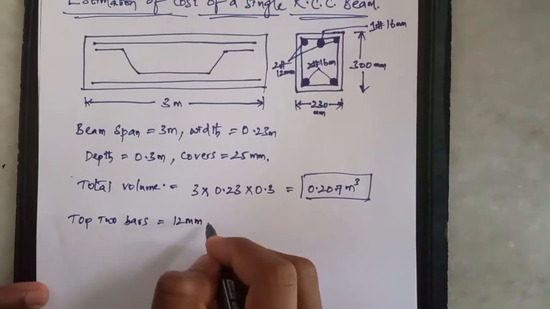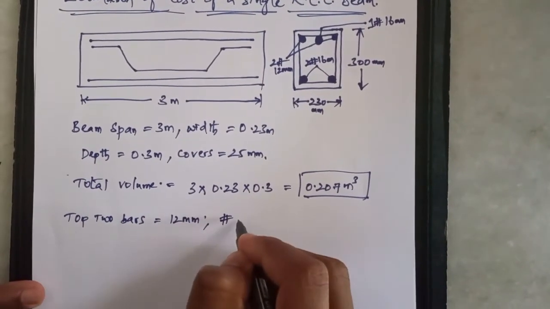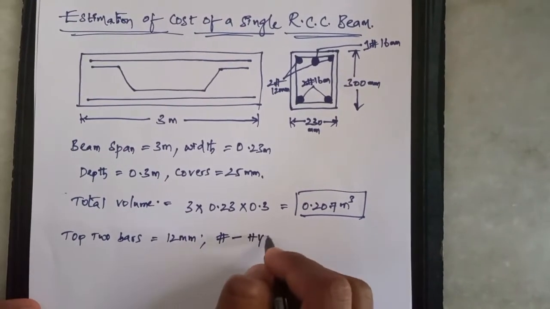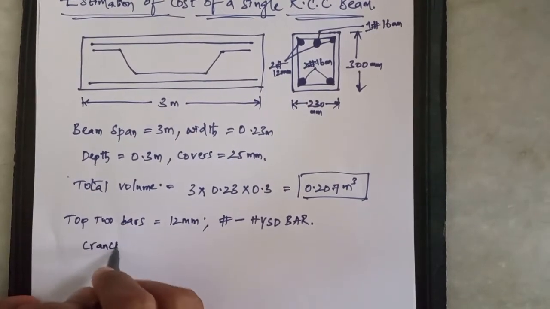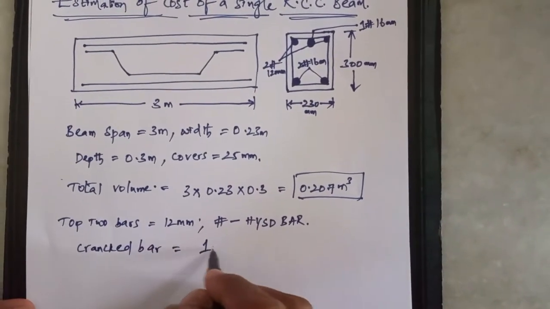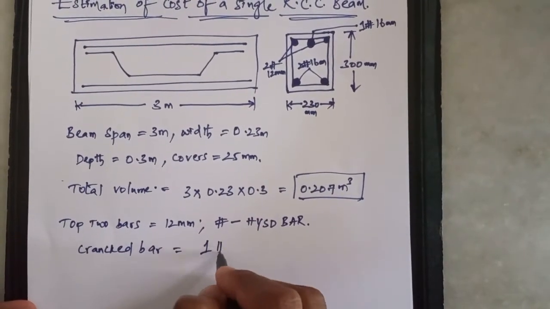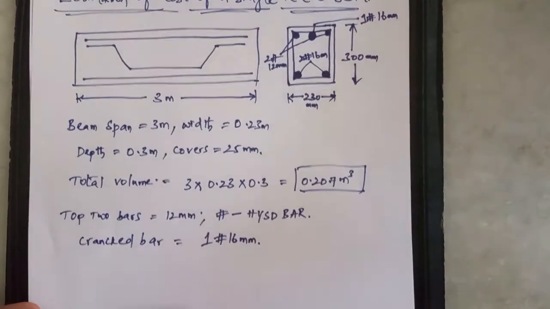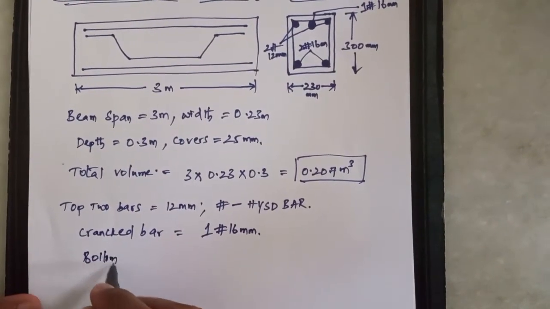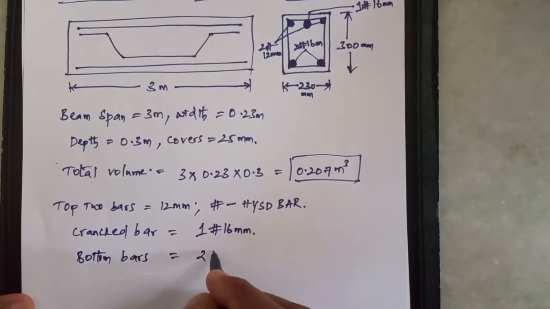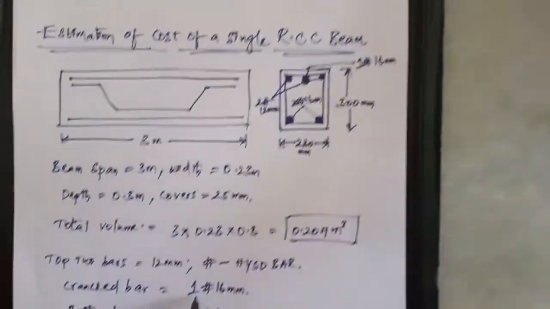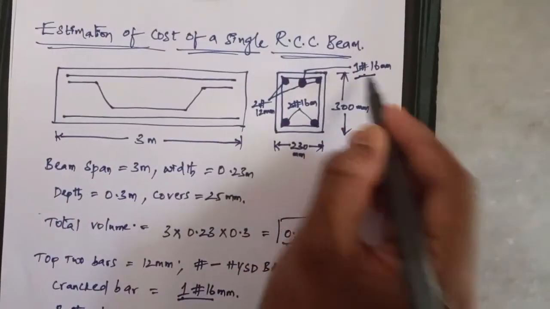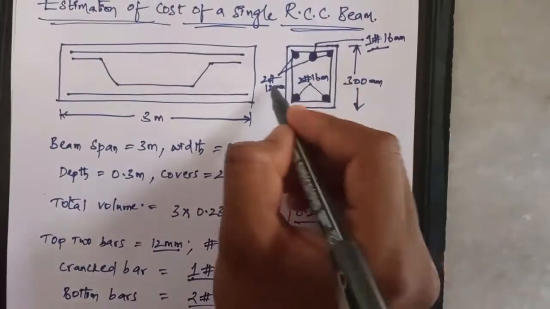Top two bars are 12 mm. Already said that. H indicates the bar is HYSD bar. It means high yield strength deformed bars. Then one cranked bar 16 mm dia, and bottom bars are 16 mm dia, same. These two. This is the top one. These two.